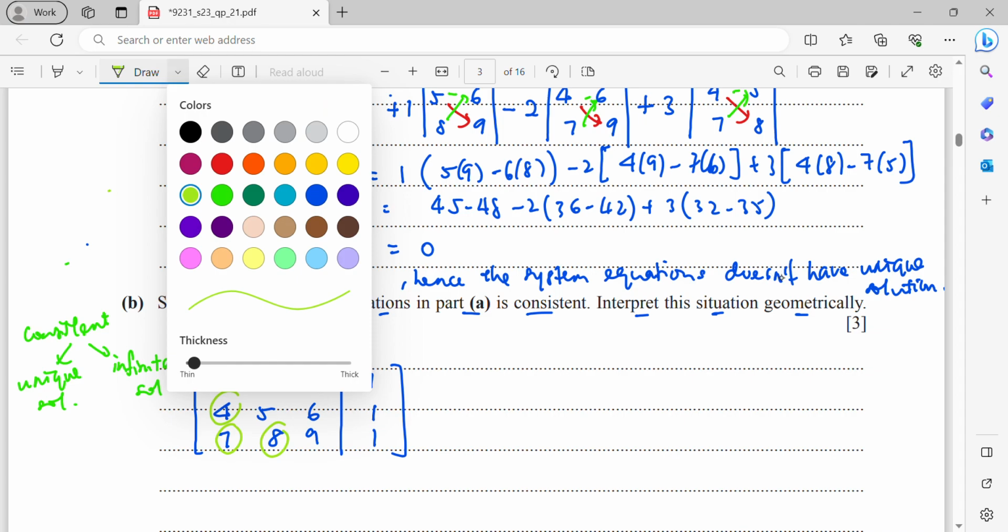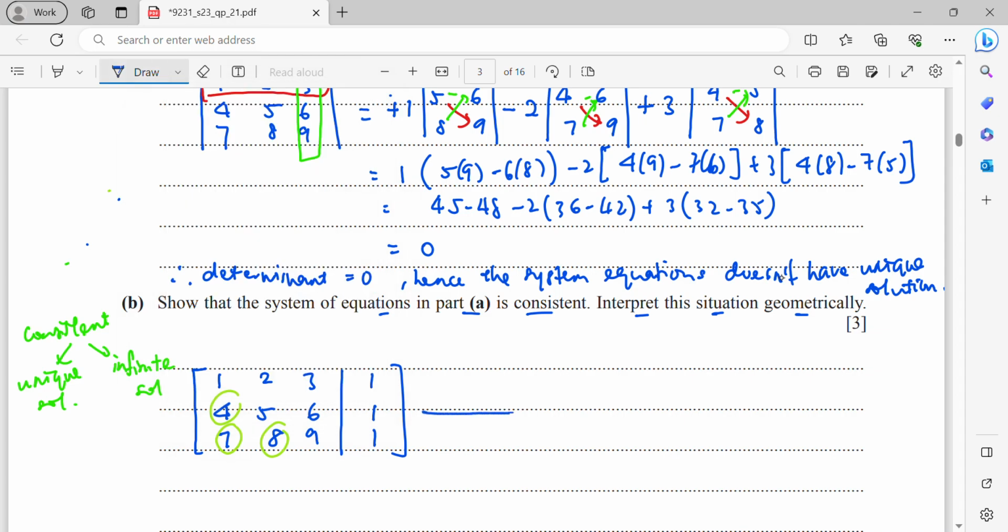I will keep my first row and change the second row. Since this is 4, I need to multiply the first row by minus 4. The 4 is the element in the second row and first column, so my row operation here will involve row 1 and row 2. It depends on the position of the entry. So I will write minus 4R1 plus R2 to make it 0.